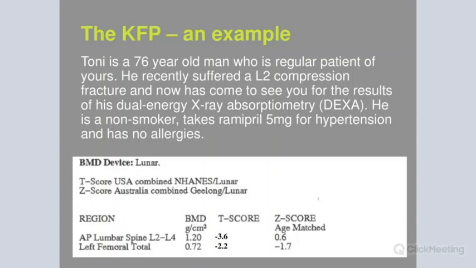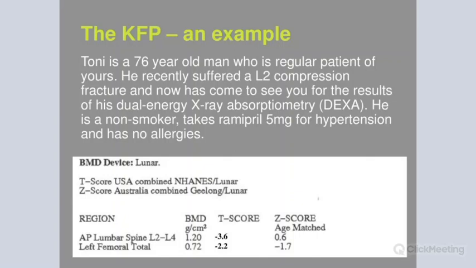Detail. So let's start with Tony. He's a 76-year-old man who's a regular patient of yours. He recently suffered an L2 compression fracture and now has come to see you for the results of his dual energy X-ray absorptiometry, or DEXA scan. He is a non-smoker and takes ramipril 5 milligrams for hypertension.